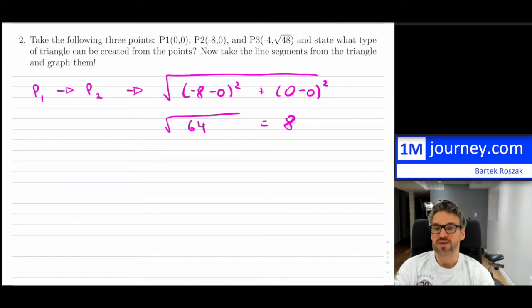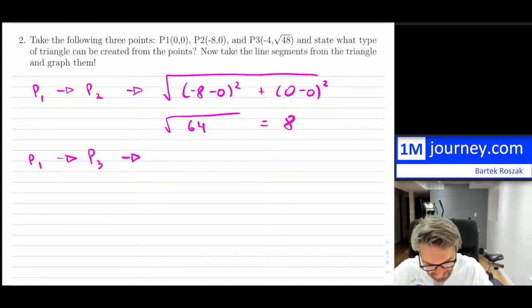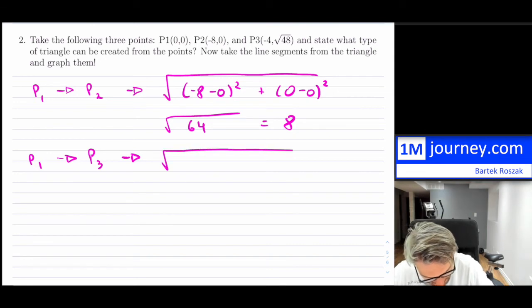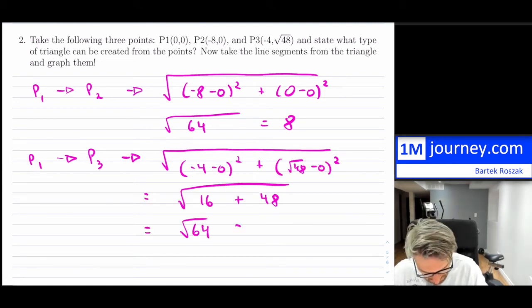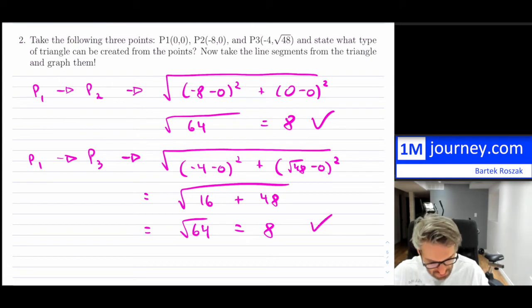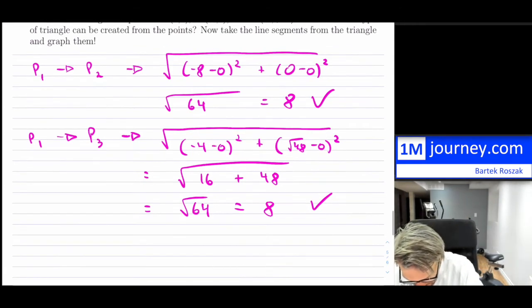We want to be able to see now. I'm going to take P1 and P3. So let's see what that gives us. What's the length there? P1 to P3. So this is going to be 8. Okay, we have 2 sides that are identical. So this could be some kind of an isosceles. All right, let's try the third one.